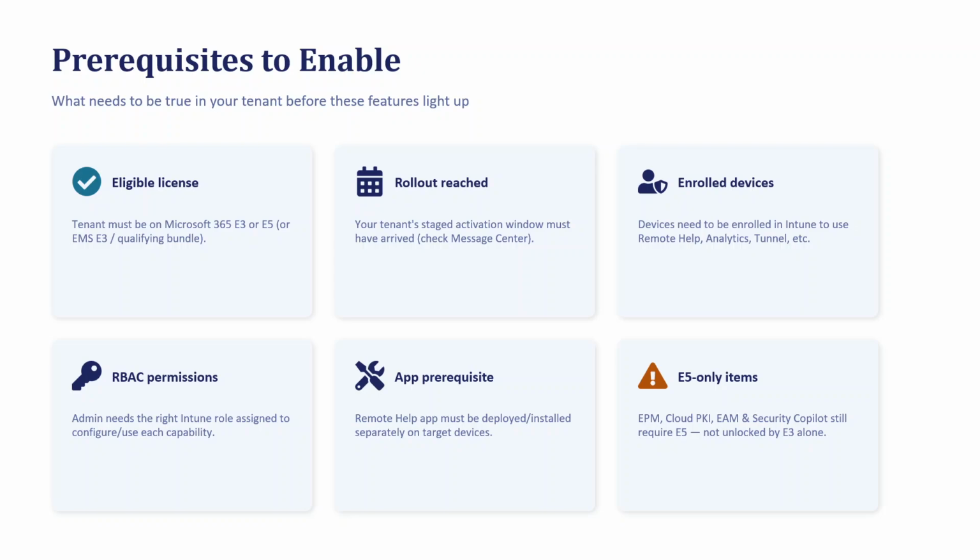Devices need to be enrolled in Intune to use Remote Help, analytics, tunnel, etc. I do have two test devices on which we will be performing the testing and validation. RBAC permission: the admin needs the right Intune role assigned to configure and use each capability. App prerequisite: Remote Help must be deployed and installed separately on target devices. E5-only items: Cloud EPM, Cloud PKI, EPM, and Security Copilot still require the E5. So if you do not have the E5, then these features will not work for you.